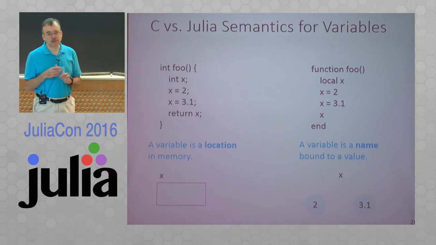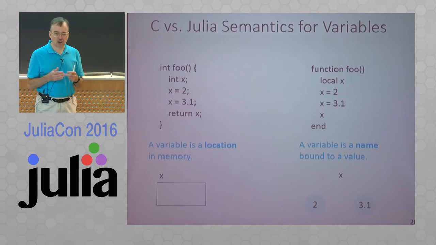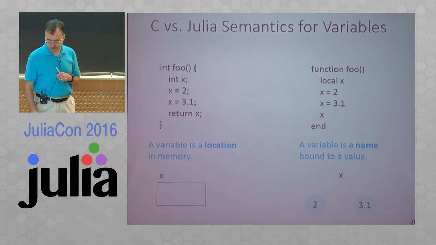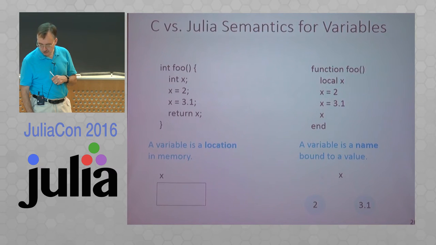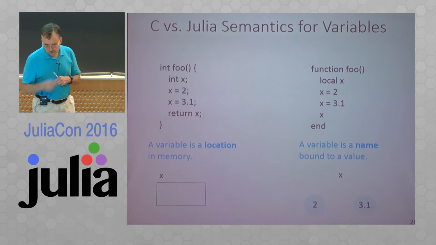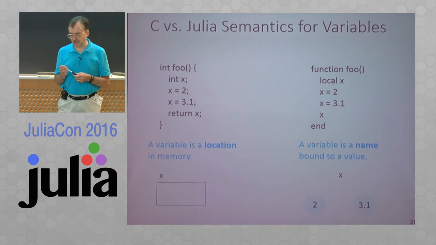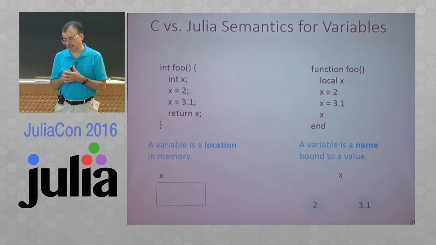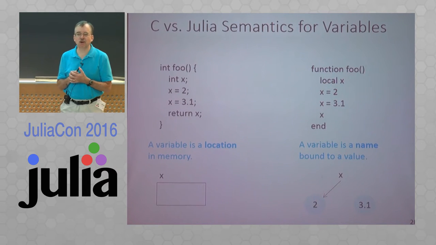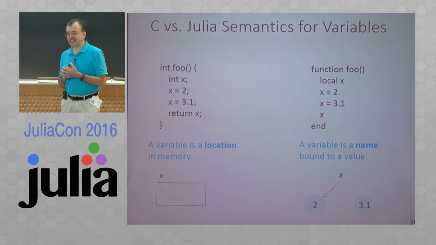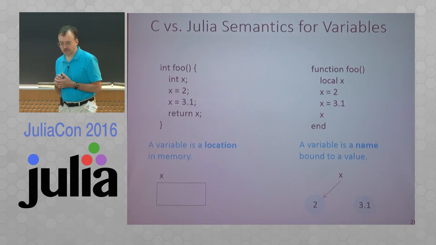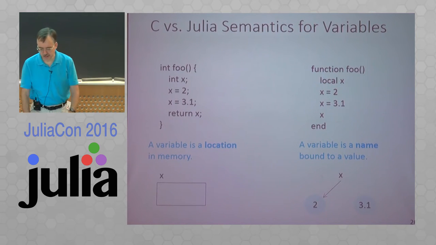So the variable in C and Fortran is a location in memory. That's very different from Julia, where a variable is just a name that's bound to a value, and it can be bound to different values. The name itself is not a location in memory. There's no concept of taking the address of a variable in Julia. It makes no sense.